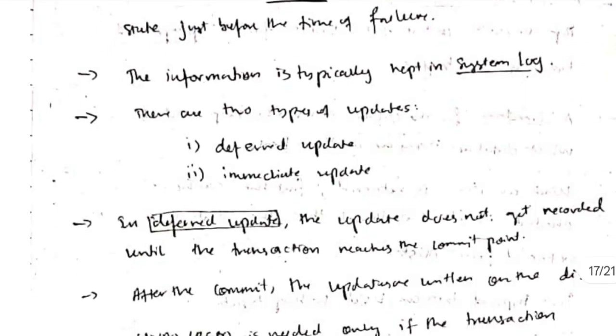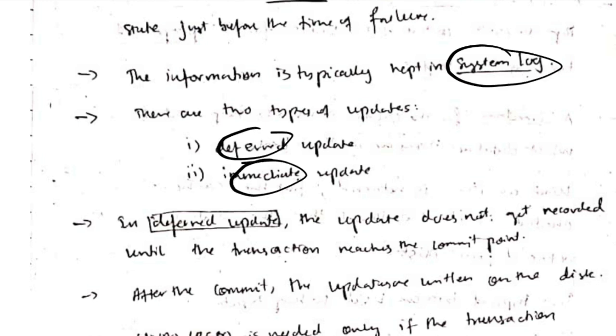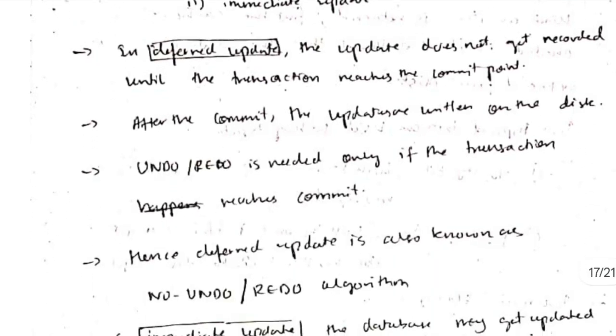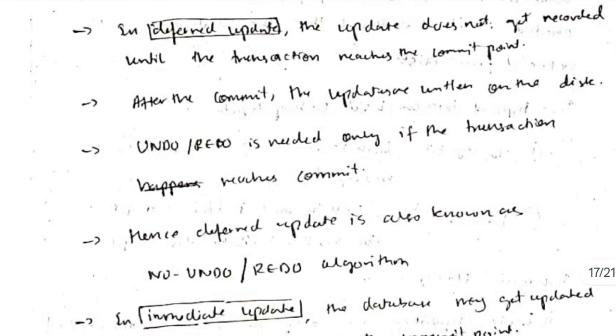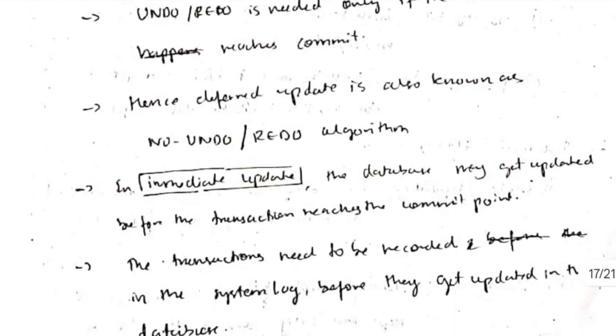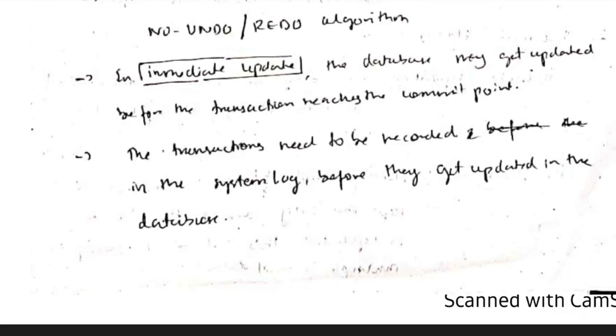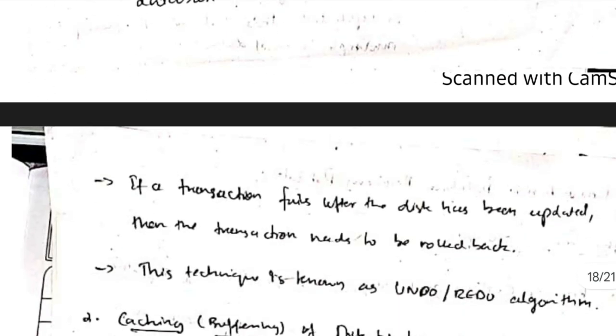All the information is kept in the system log, and there are two types of updates: deferred update and immediate update. Deferred update means the database gets updated after the transaction is committed. Immediate update means if any change happens, the database will be updated. So in the deferred update, since it updates after a certain amount of time, undo and redo operations are not required. In immediate update, since it gets updated immediately, undo and redo operations should be there. So those are the different types of updates.